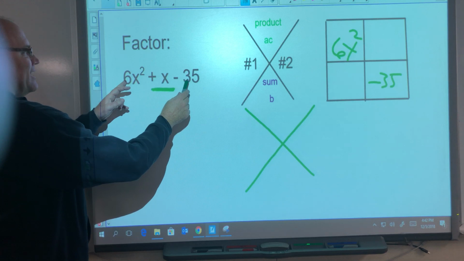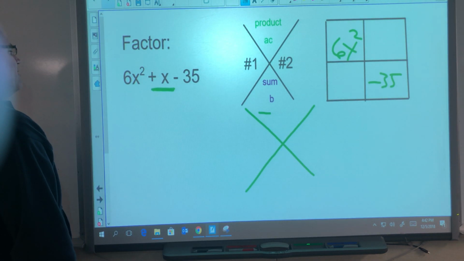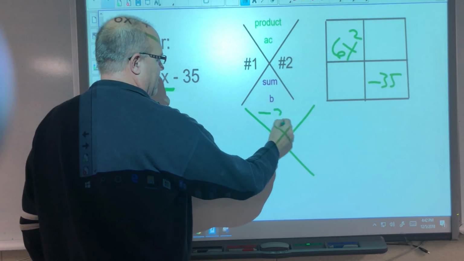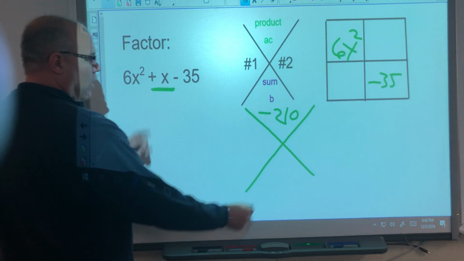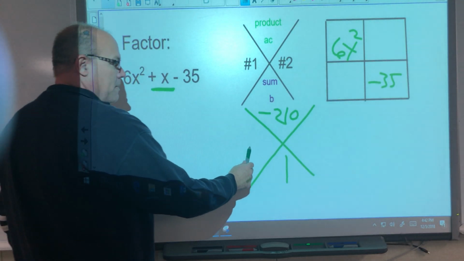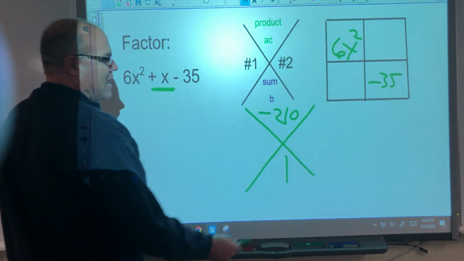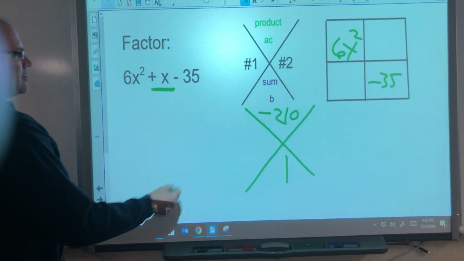6 times negative 35 is negative 210. Hope I did that right in my head. All right, and the B value is 1. So I need two numbers that multiply to give me negative 210 and add to 1. All right, so we got to start brainstorming here.